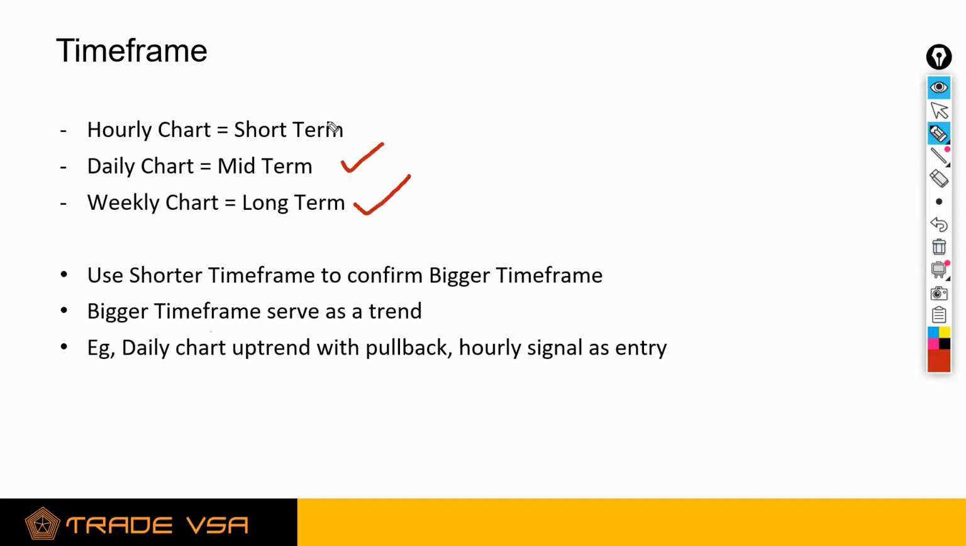Or maybe you go back to the office and work, and you don't have time to monitor every single hour. I think it's best that you avoid the hourly first. Look at the daily and weekly charts first. Usually what I do is use the smaller time frame to confirm the bigger time frame. On the bigger time frame, I will look for the trend first.